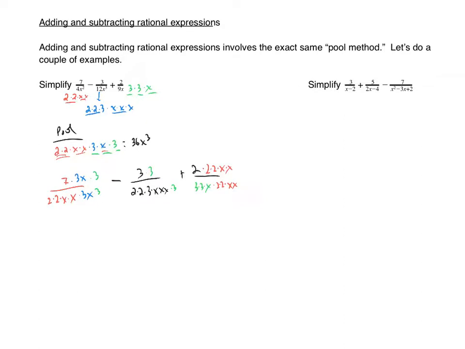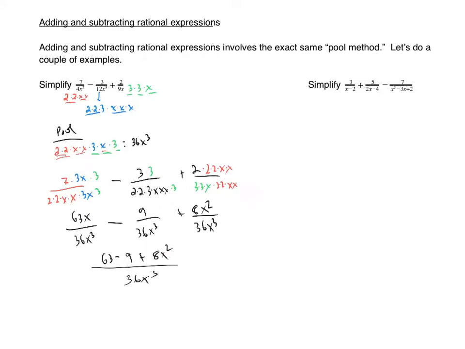Cool. So now I'm going to multiply those things together. And let's see, that would be 63x, and this would be 9, and this would be 8x squared. And those denominators would be 36x cubed on all of them. So now I'm going to add and subtract the numerators. Now keep in mind, 63x and 9 and 8x squared are not like terms, so when I write them, they're just going to have to stay separate. And if you wanted to, you could reorder that in descending order with the squared first and x next. But that's entirely up to you.